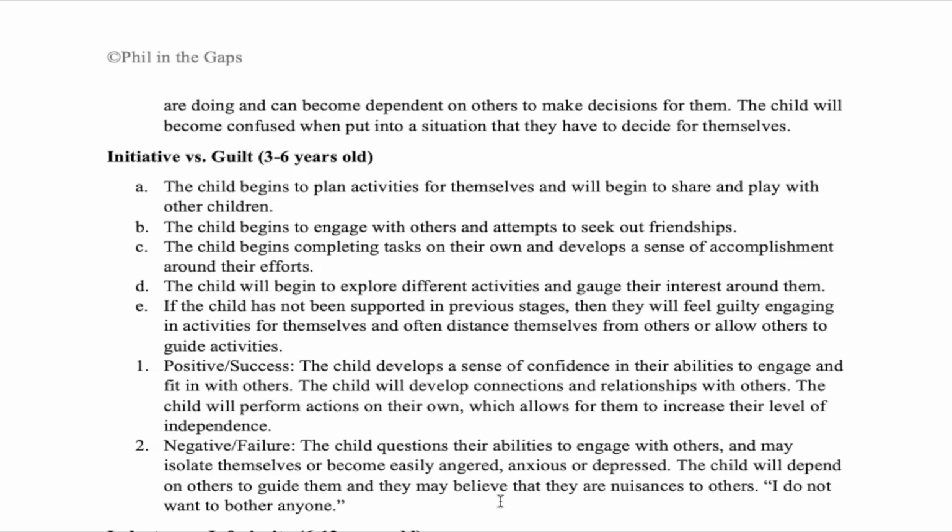A negative or failure in this stage is the child questions their abilities to engage with others and may isolate themselves or become easily angered, anxious, or depressed when put into a situation where other individuals are collaborating and they're kind of isolated from those people. So the child will depend on others to guide them, and they may believe that they are a nuisance to others. So somebody that is in initiative versus guilt will say, I don't want to bother anyone.